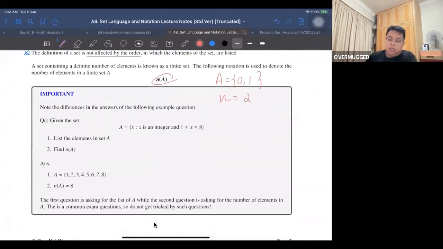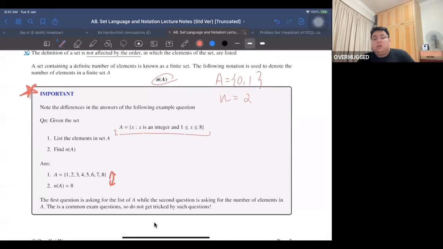I think there's an example here. You need to note the difference in the answers for the following example question. I say that I have a set A that is the integers between the range of 1 to 8. For part a, I ask you to list the elements in A. And for part b, I ask you to find the number of elements in A. So there's the difference. For A, you need to list out every single one, so it's 1 to 8. And for the number, you need to count how many there are. Trust me, this is a really common mistake in many students. A lot of people were confused between these two, and it is very bad. Do not throw away marks like this.